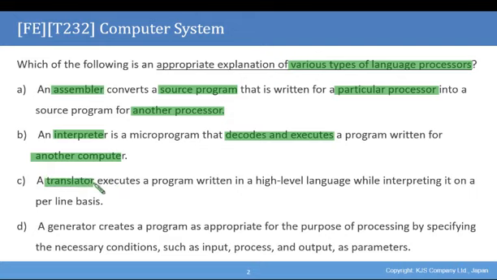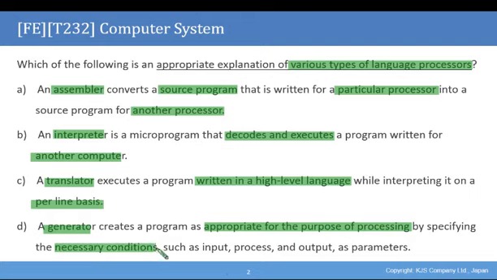C. A translator executes a program written in a high-level language while interpreting it on a per-line basis. D. A generator creates a program as appropriate for the purpose of processing by specifying the necessary conditions, such as input, process, and output as parameters.